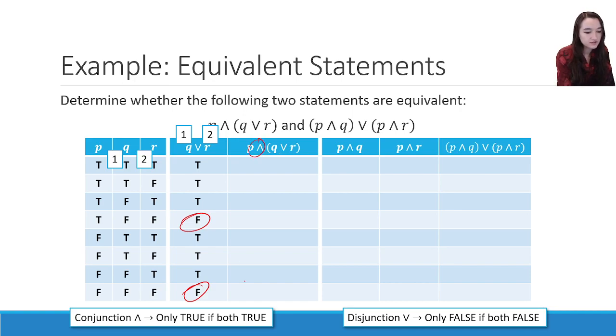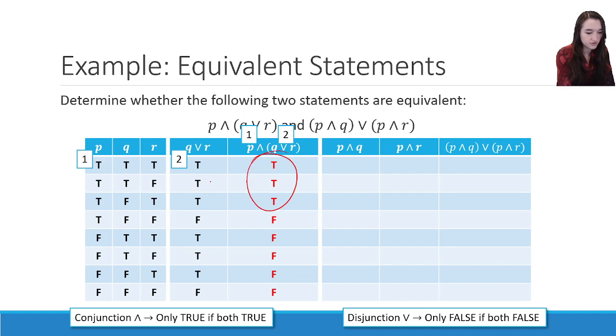Next, we've got our and statement between P and this new column, and our and statements, our conjunctions, are only true if both are true. So we're looking for where are both of these columns true. And that's going to be here, here, here, not there, nope, nope, nope, nope, and nope, right? So we get these 3 are where our statements are both true. Okay. So that's the final column of the truth table for this statement.